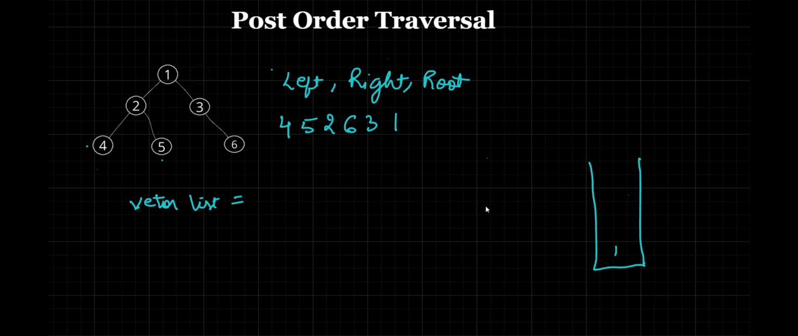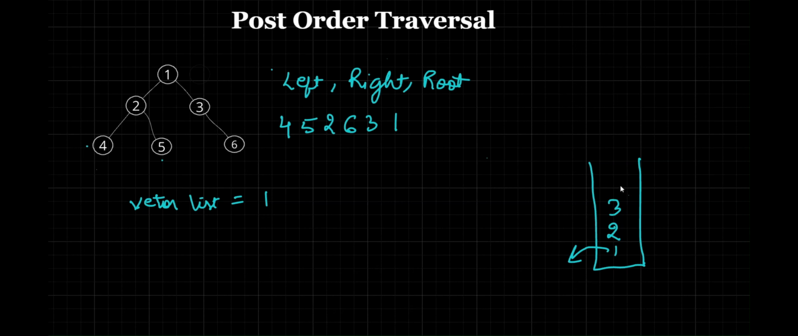Initially, we will pop out 1 from the stack, store it in the result list, and after popping it out we'll check whether it has any left and right child or not. The main thing here is the order of pushing into the stack. For pre-order traversal, we first push the right child and then the left child. But for post-order traversal, most importantly, we will push the left child first and then the right child.